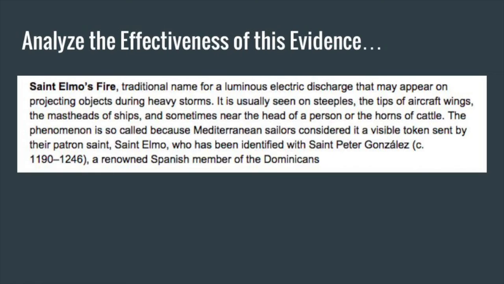Okay, so the problem with this is that depending on what question they're asking you, different pieces of evidence are more important. The first sentence gives you facts. It tells you what the Elmo's fire is. But the last sentence gives you context. It tells you where it was found and why it was named and who it affected. So depending on what their question was, either of those could have been correct answers.